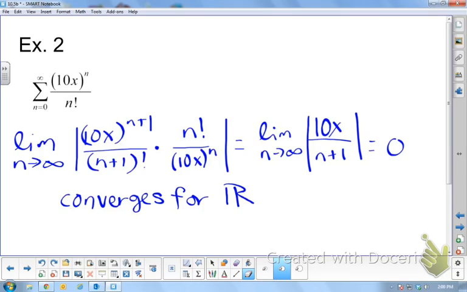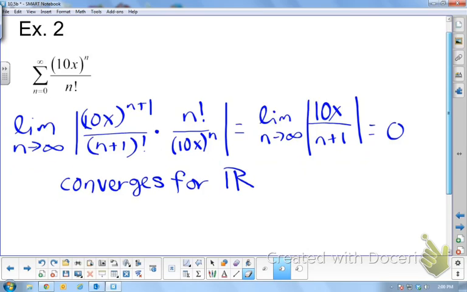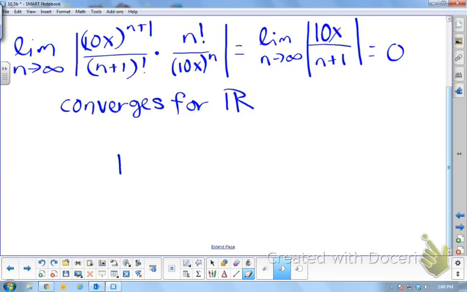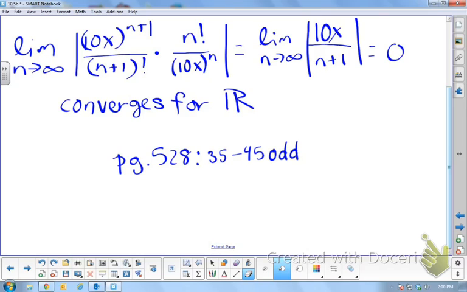So homework tonight. Okay. 528 through 45 odd. And this one does specify absolutely or conditionally in the instructions.